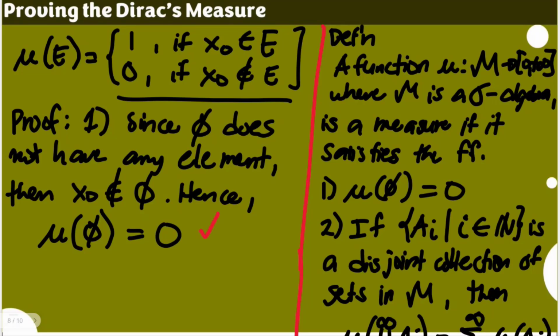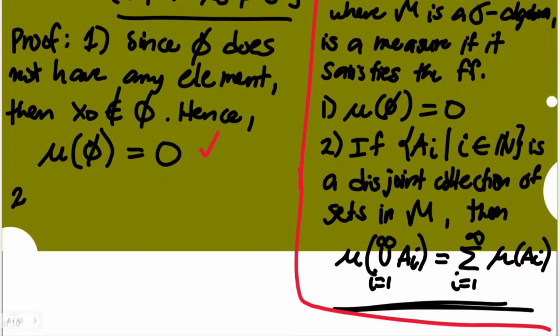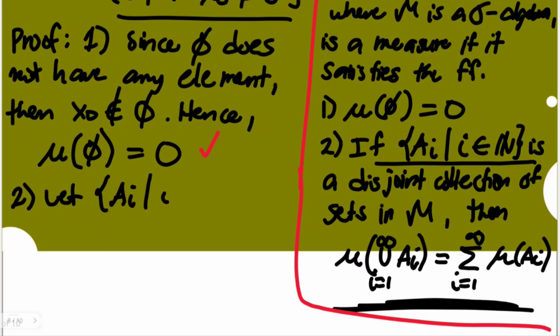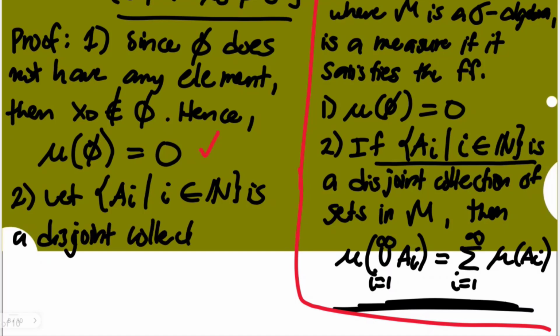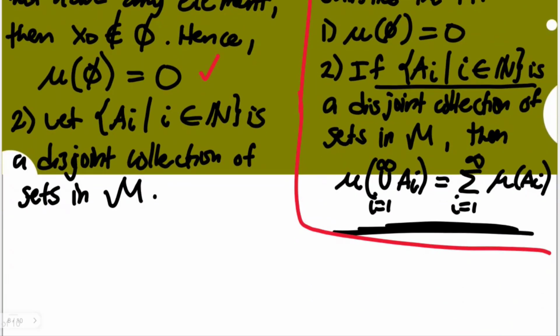Now let's proceed to the second condition. The condition should be for this type of set, which is a collection of disjoint sets, and we will be able to show this. So from here, let us also introduce the set. Let a sub i, for all i an element of the natural numbers, be a disjoint collection of sets in your script M.